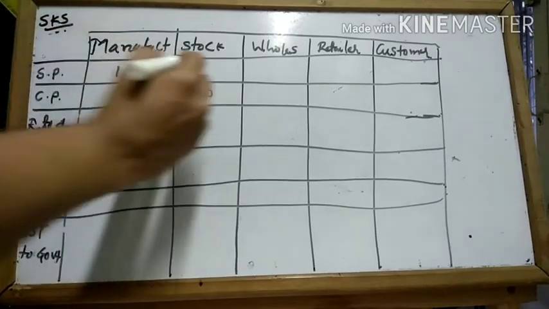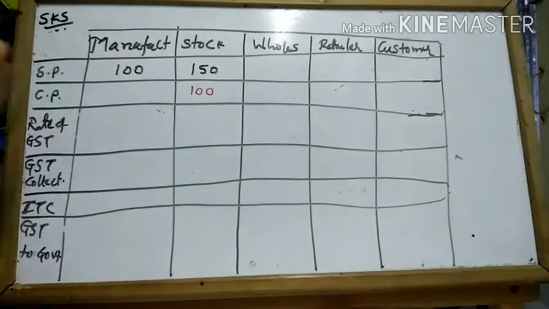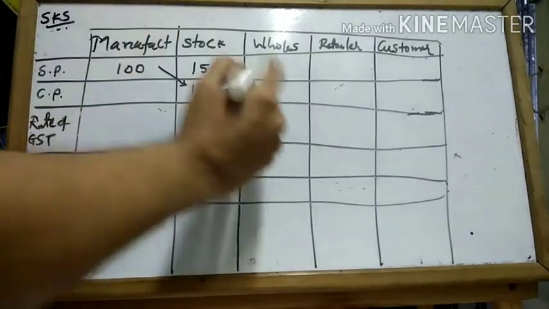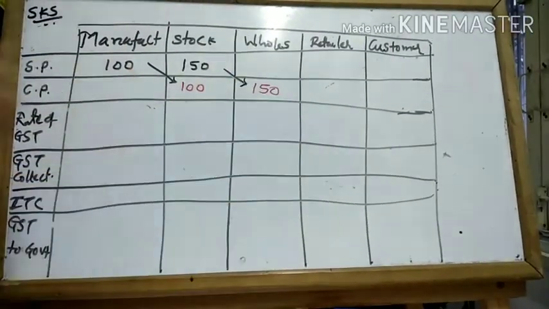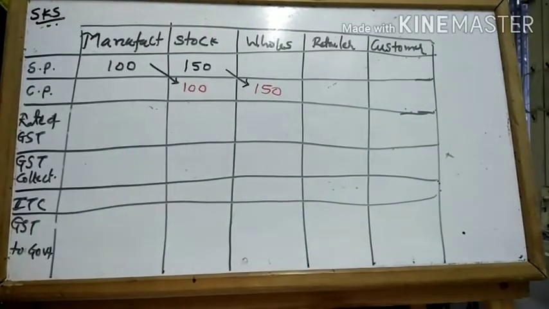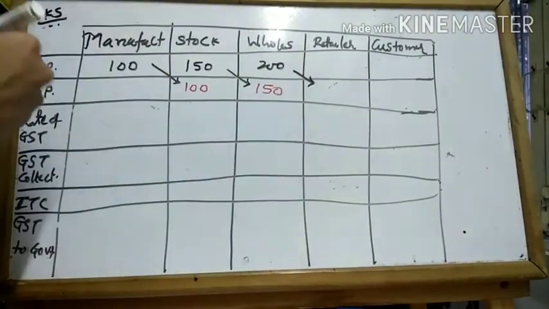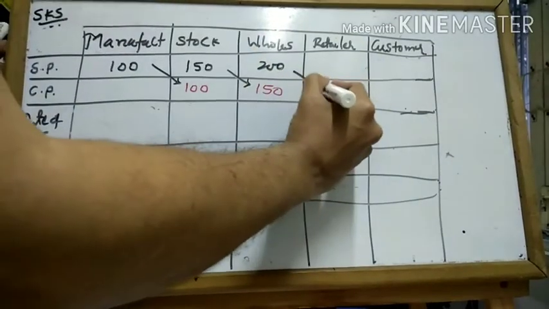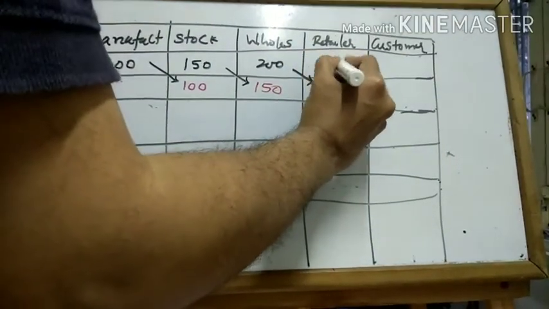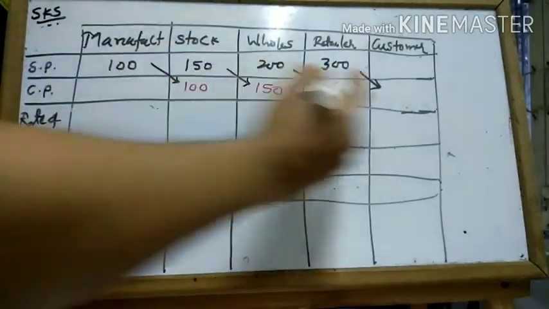Now the stockist sells it for 150 rupees to the wholesaler. So I hope you are getting this point. What will be the CP for the wholesaler? Say it is 150 rupees. Whatever is the SP of the stockist will be the CP for the wholesaler. The wholesaler sells it for rupees 200 to the retailer. So the retailer's CP is 200. Now the retailer sells it at the rate of 300 to the customer. So the customer's cost price is 300 rupees.